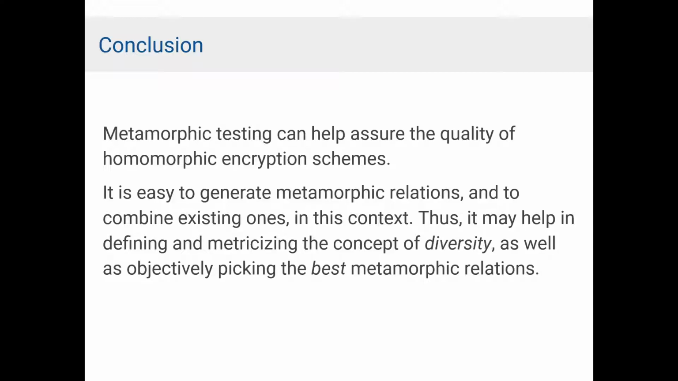And so I hope that by continued research in this general area, this might actually help us in defining and metricizing the concept of diversity, for example, or automating the process of picking the best metamorphic relations, or the best sets of metamorphic relations. I really think there's quite some potential here, and I would hope to see that there is some progress in the future.